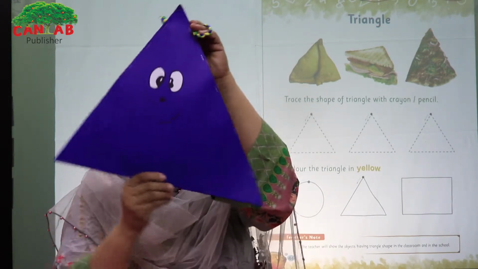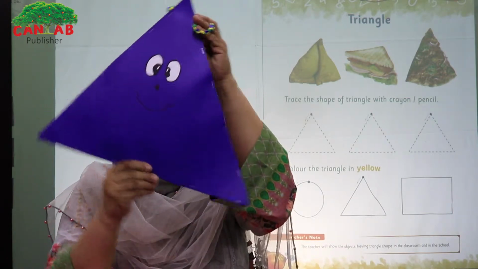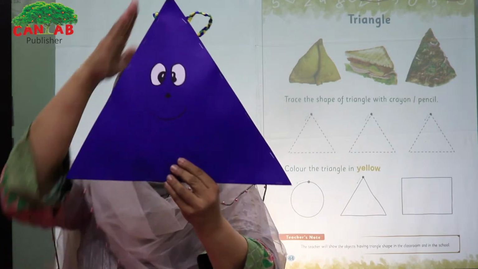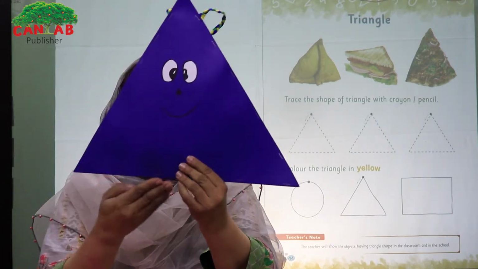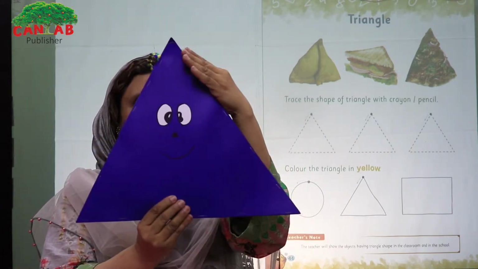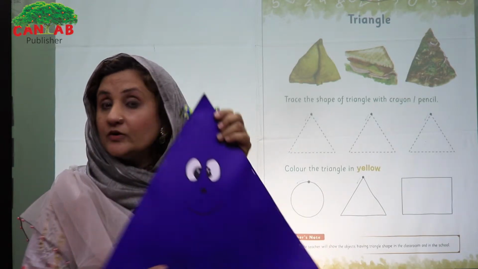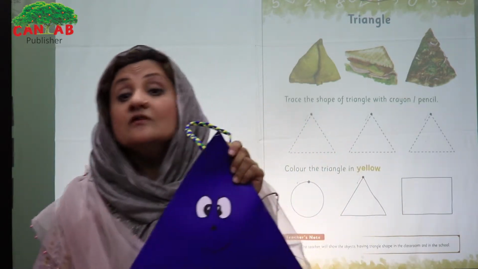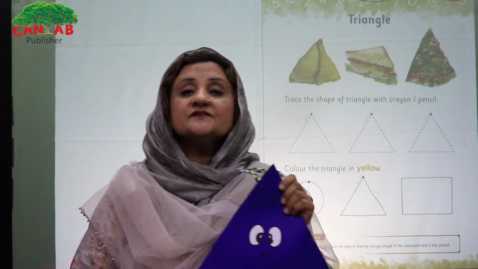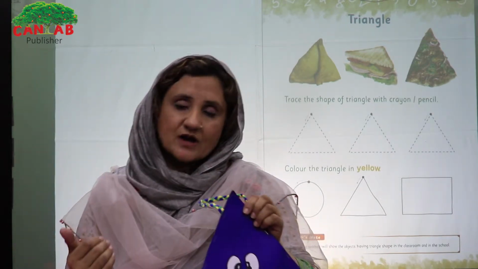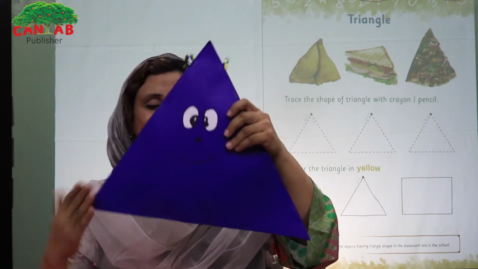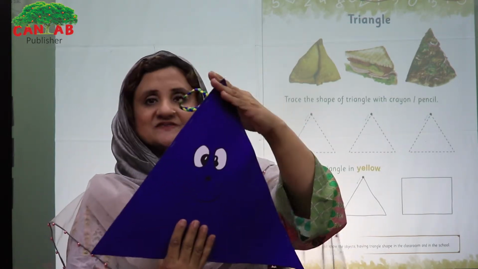Look at here. Hello. I am a triangle and I am your friend. I am having 1, 2, 3 sides. Oh yes. Triangle is your friend. After this, invite different students to come closer to you, and let them count the sides like this.